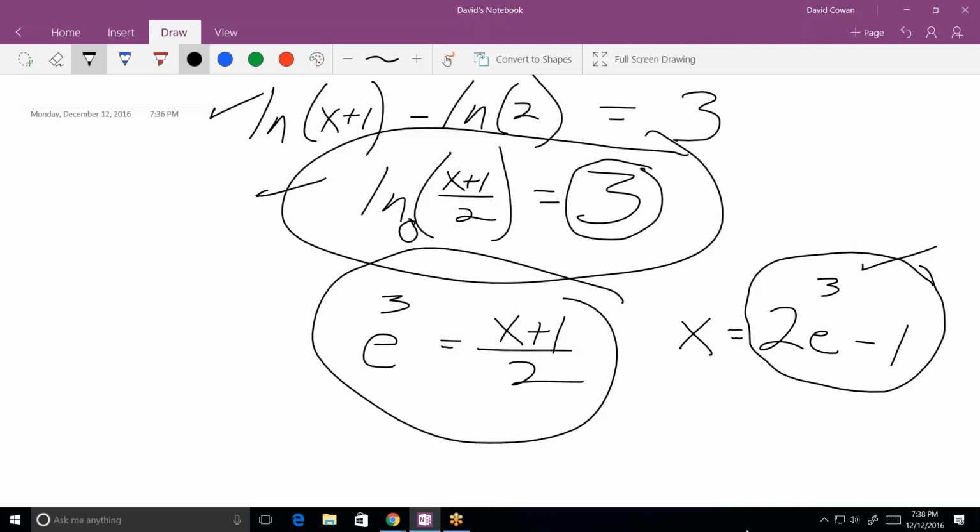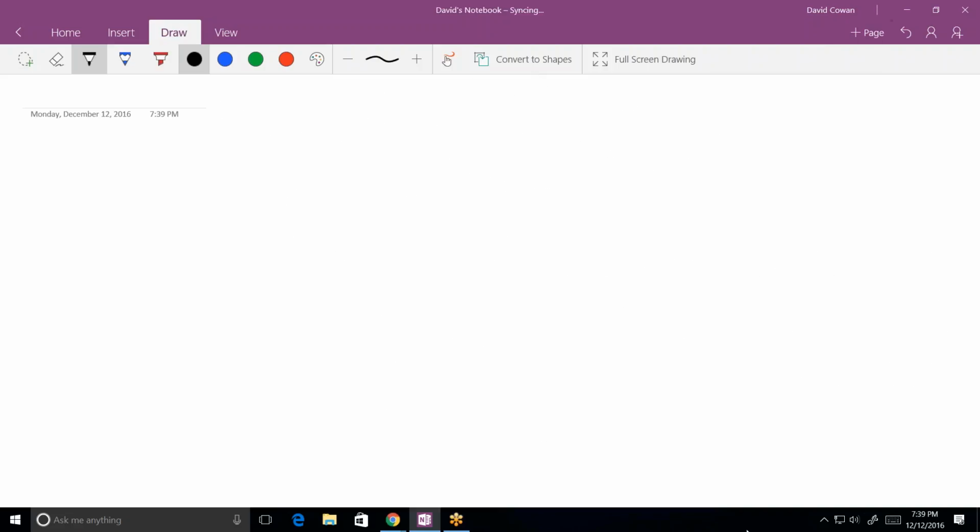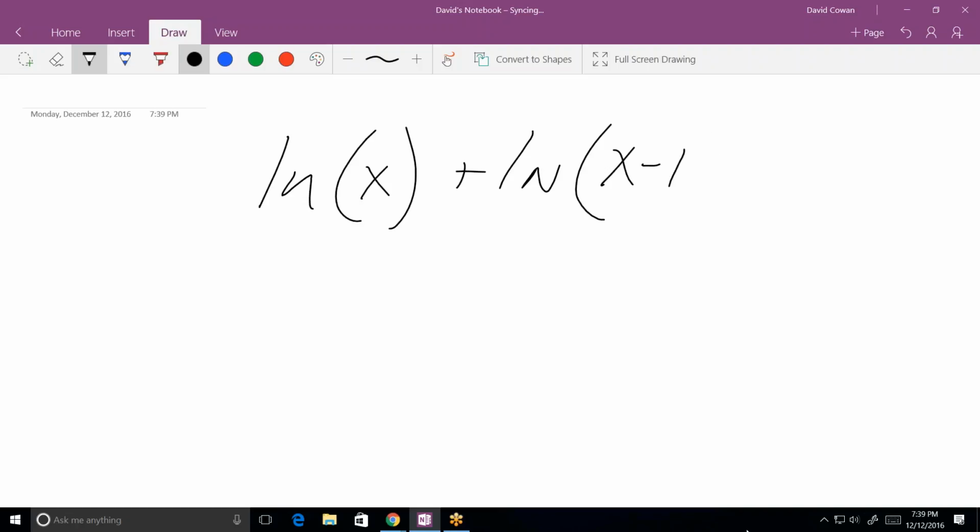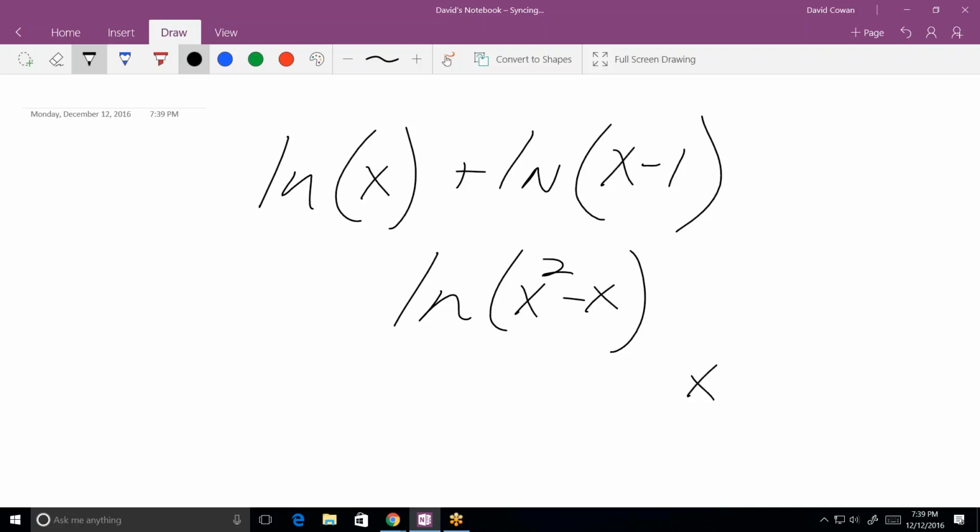Odd as that sounds, because you're kind of taught that these two equations are the same. In other words, that's the same as that, but it really isn't. If I had the following, the natural log of x plus the natural log of x minus 1, well, that's going to be the natural log of x squared minus x, right? Yep. What if I came up with an answer where x equals 1/2?